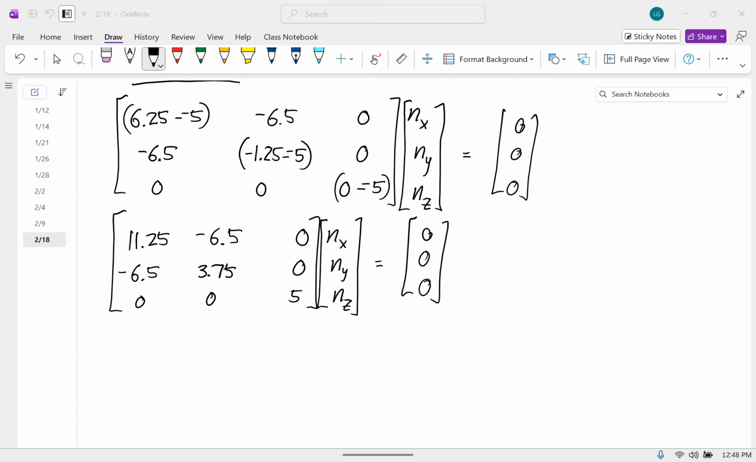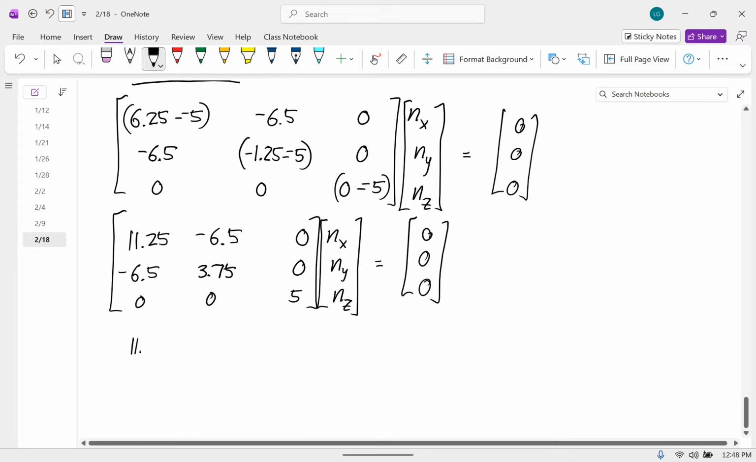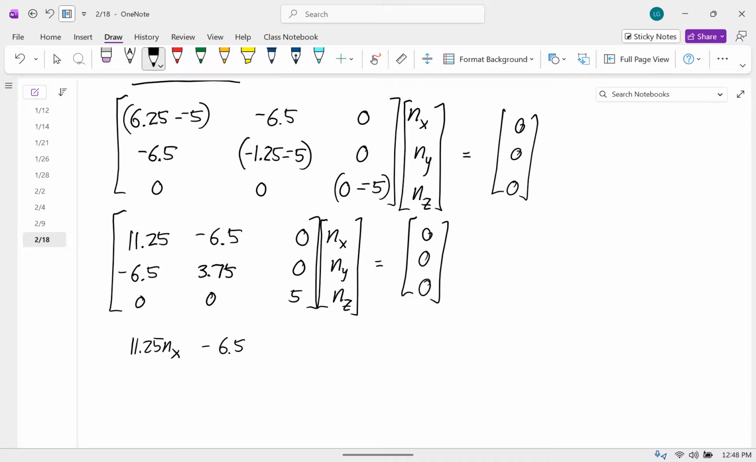It was 0.87, 0.5, 0. Yeah, that's what it is. Yep. So let's do it. So we got 11.25 nx minus 6.5 ny is equal to 0. And then the second one says negative 6.5 nx plus 3.75 ny is equal to 0. And the third one says 5nz is equal to 0.